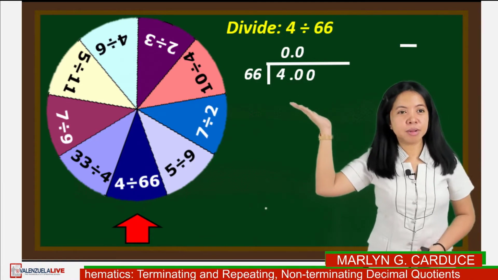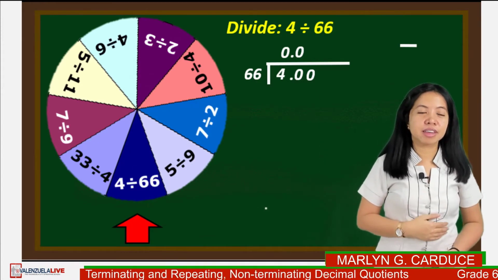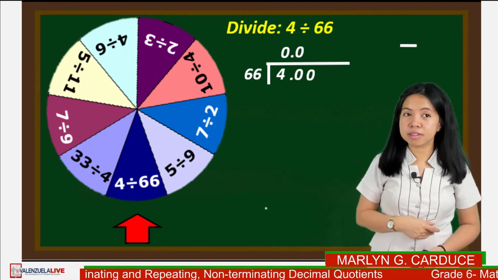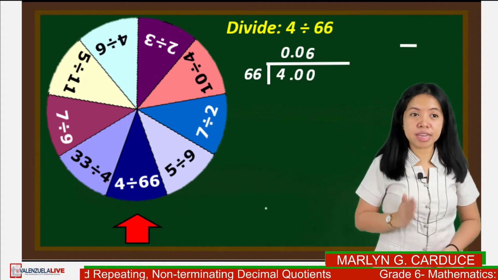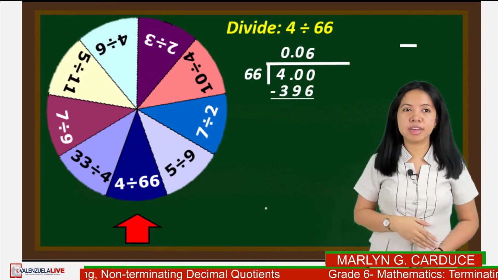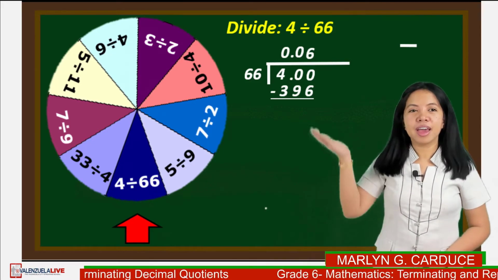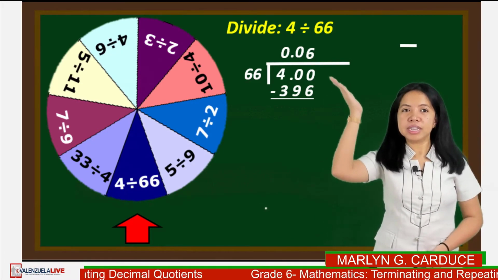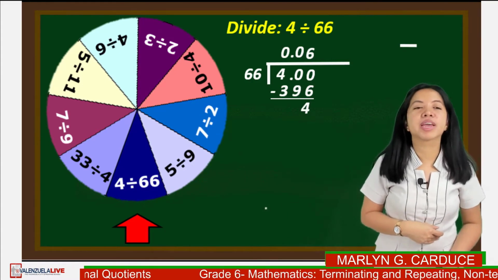So let's divide the numbers. 400 divided by 66. Or how many 66s are there in 400? So we have 6. And then let's multiply 6 by 66. And the product will be 396. And let's subtract 396 from 400. So the difference will be 4.